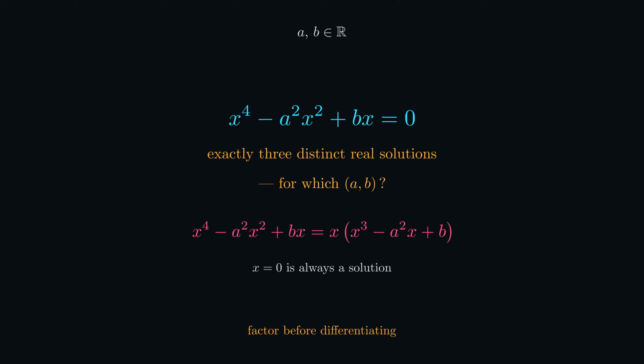Notice what changed. The unknown is no longer a number. It is a pair of parameters, and the answer is not a value but a region, or, as we will see, a pair of curves. Before touching a derivative, do the cheap thing, factor. Every term has an x, so the expression is x times the quantity x cubed minus a squared x plus b. So x equals 0 is always a solution for every a and every b. One of the three is free.